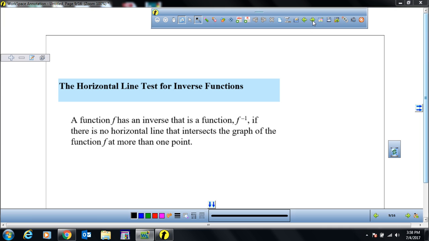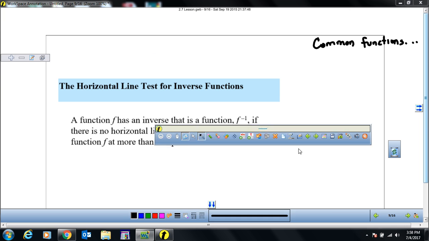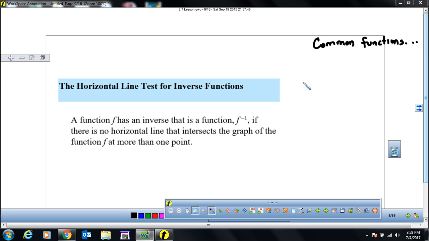So out of the family of common functions that we covered before, which ones are functions that do not have inverse functions in general? So let's start with f of x equals 2x. Can I say that this one has an inverse function? Yes, because if I do a horizontal line test, it doesn't matter where we draw a horizontal line on this function, the graph is going to be intersected at only one point.